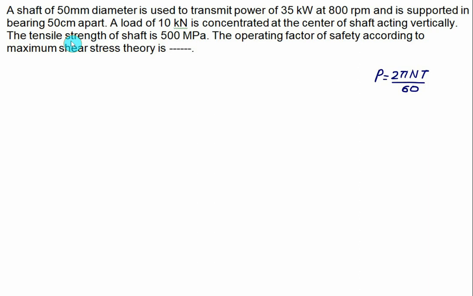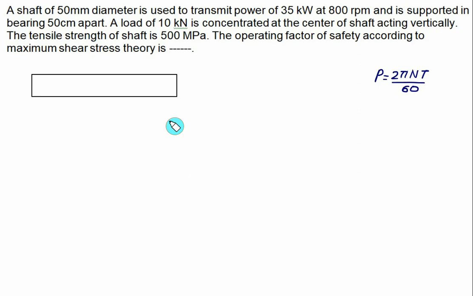and the shaft is supported between the bearings which are 50 cm apart, meaning the length of the shaft you take as 50 cm. A load of 10 kilonewton is concentrated at the center of the shaft acting vertically. The tensile strength of the shaft is given as 500. The operating factor of safety according to the maximum shear stress theory you have to find out.